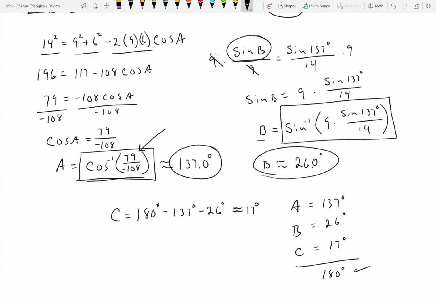Some of you gave me on your quiz, I saw several of you, where your angles did not add up to 180 degrees, which is an indication that you did not use subtraction to find the last angle. If you just subtract to find the last angle, your angles will always add up to 180 degrees.